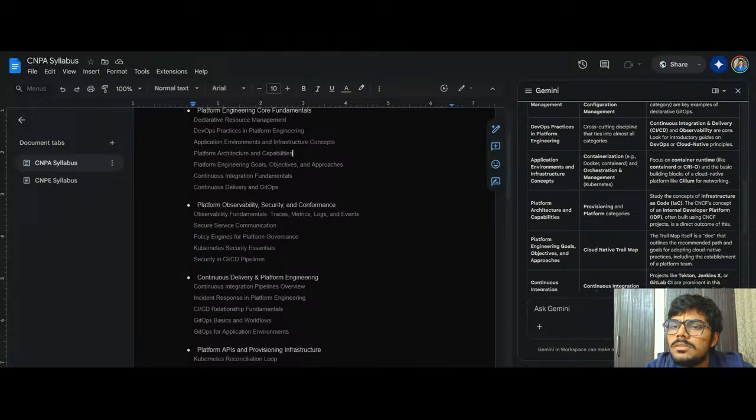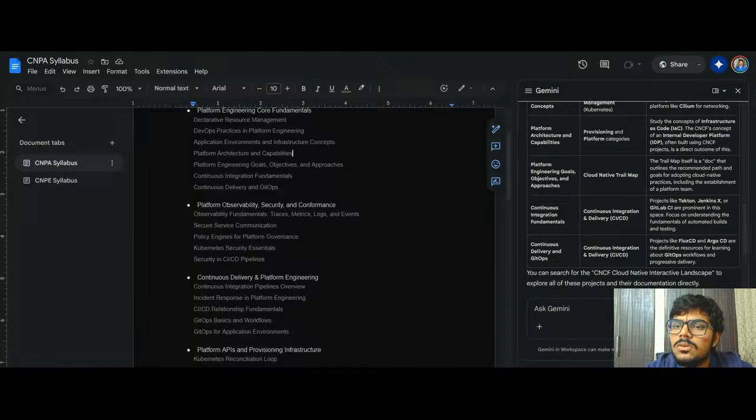Applications, environments, and infrastructure concepts, containerization and orchestration and management, right? Platform architecture and capabilities, platform engineering goals, objectives, and approaches. That is an important topic. If someone doesn't know as much about this whole platform engineering thing, then it could be a really amazing topic to study. Right. And the next would be continuous integration fundamentals, CI/CD pipeline.